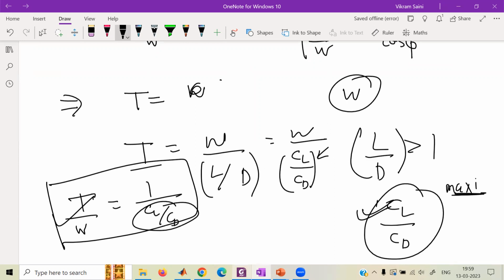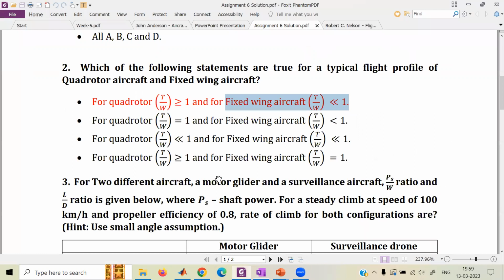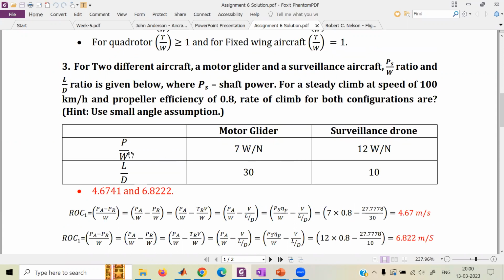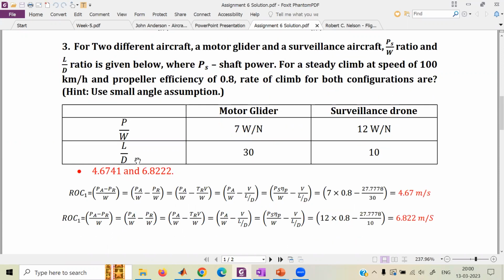And how about this question? You have two different aircraft, a motor glider and a surveillance drone. Power to weight ratio is given. We were talking about this number, L by D, so it's a large number, 20, 30. Surveillance drone has 10, motor glider has 30. So we have a feeling for this number, and that's how we can answer.